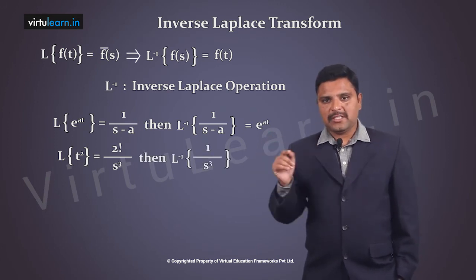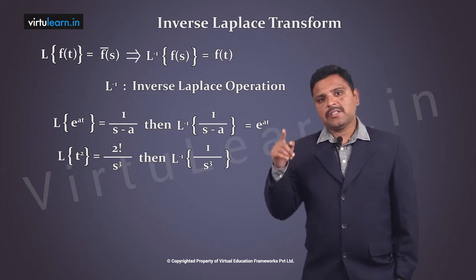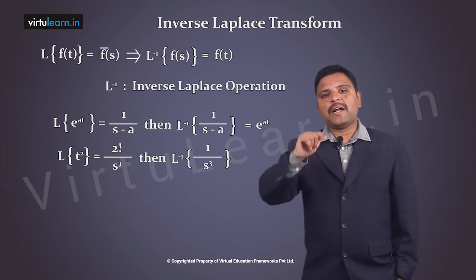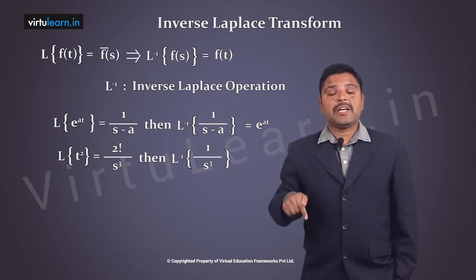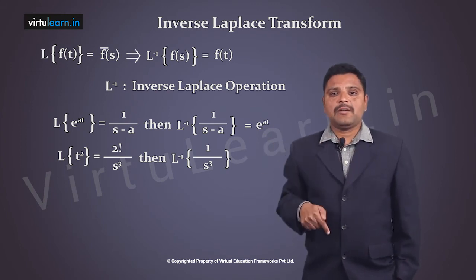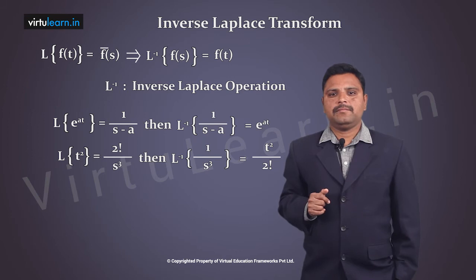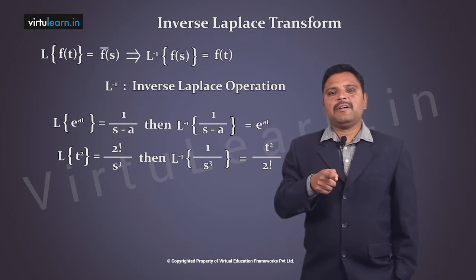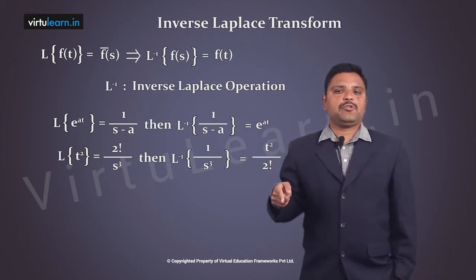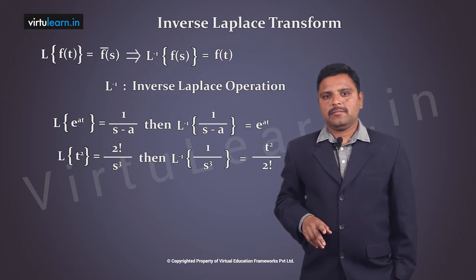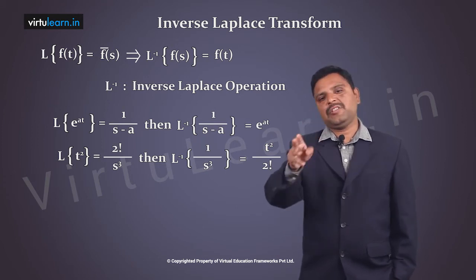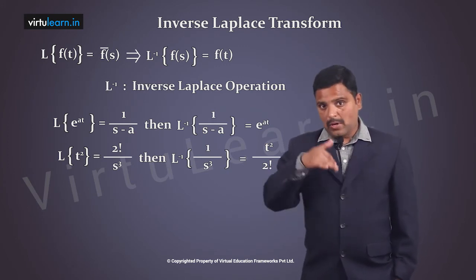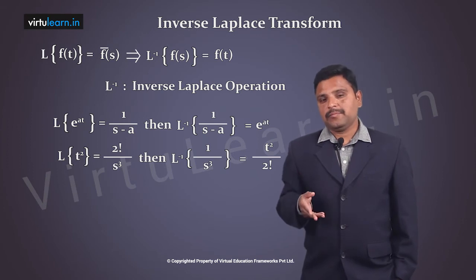Now observe this sentence very carefully. L inverse of 1 by s cube. Actually the answer is 2 factorial by s cube. The 2 factorial is nothing but a constant. If the constant is missing, then you can send that constant to that side. What is that? T square by 2 factorial. L inverse of 1 by s cube is t square by 2 factorial. Otherwise L inverse of 2 factorial by s cube is just t square. Right? Whatever constant is available, if you miss that constant, you can send it that side, t square by 2 factorial.